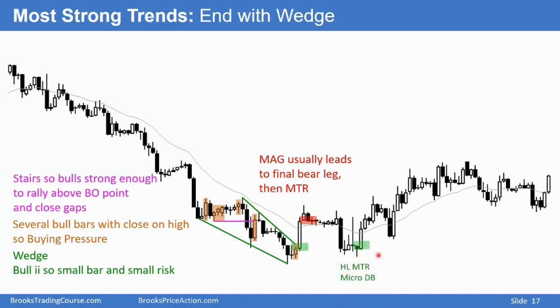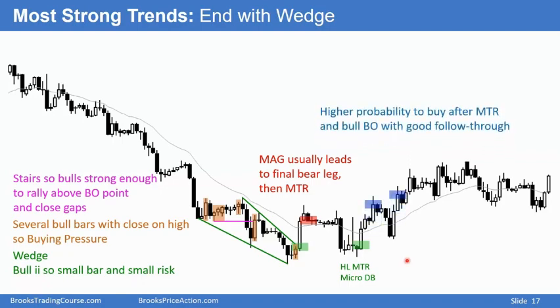Higher low, major trend reversal, micro double bottom, this low and that low. It's a second entry buy, above here, above here. Higher probability to buy after you see a reasonably good breakout, and especially after you see 2 big bull bars closing on their highs. Probably going to get at least a small second leg up here or here. Bull breakout with follow through, a pair of consecutive bull bars.